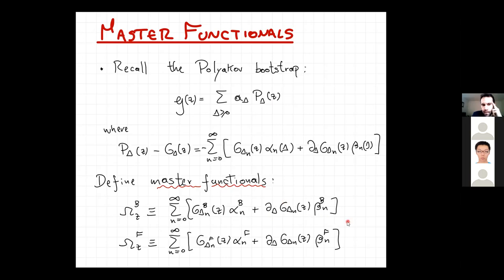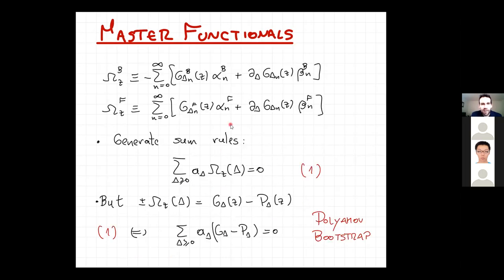Okay? At this moment you can think of it as just some kind of bookkeeping device to keep track of our bases. But actually it turns out that this is a bit more than a bookkeeping device. So this functional, here I put a minus sign. I think these are the correct signs. So if these are functionals, then I can act with this functional on the crossing equation to get a sum rule, okay? As usual.